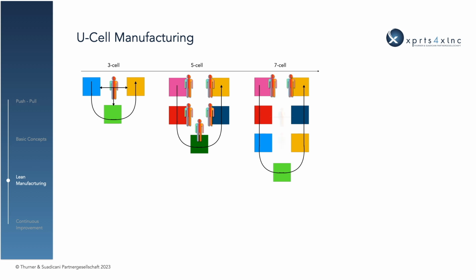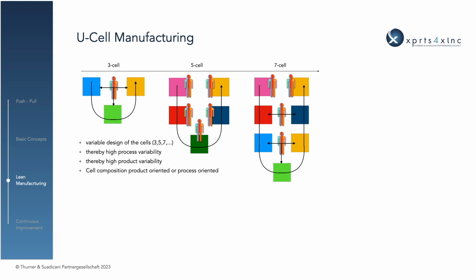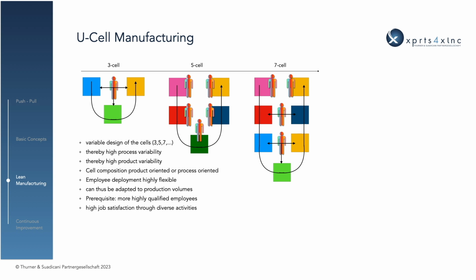Here are the benefits of U-cell manufacturing. Variable design of the cells 3, 5, 7. Thereby high process variability. Thereby high product variability. Cell composition product-oriented or process-oriented. Employee deployment highly flexible. It can thus be adapted to production volumes. Prerequisite, more highly qualified employees. High job satisfaction through diverse activities.